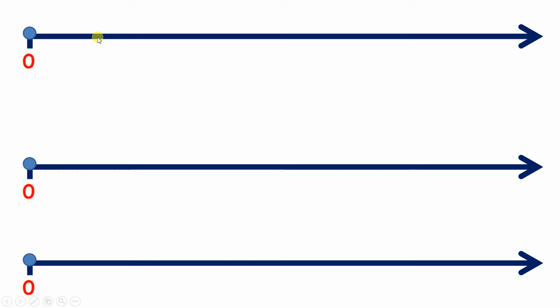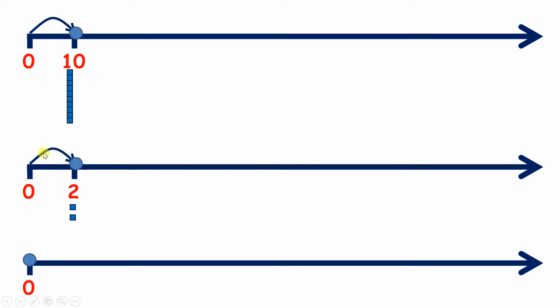Now, on this top line, I'm going to count in steps of 10. I'm going to write out the 10 times table. And on this middle line, I'm going to count in steps of 2. So I'm going to write out the 2 times table. And on this bottom line, I'm going to add the numbers in my top line and my middle line. And you'll see why I'm doing that in a moment.